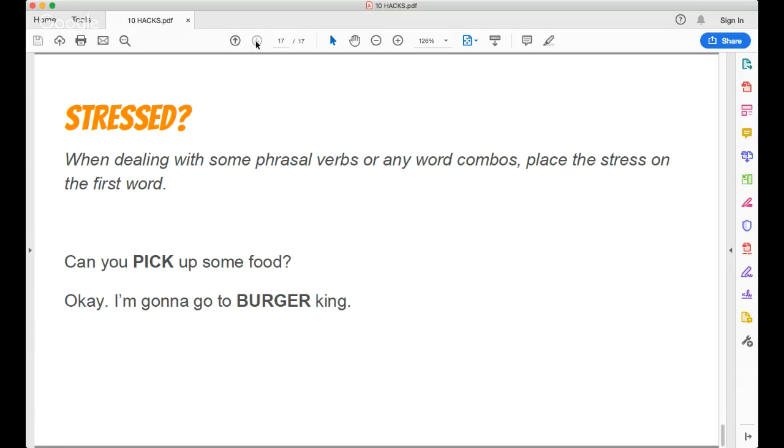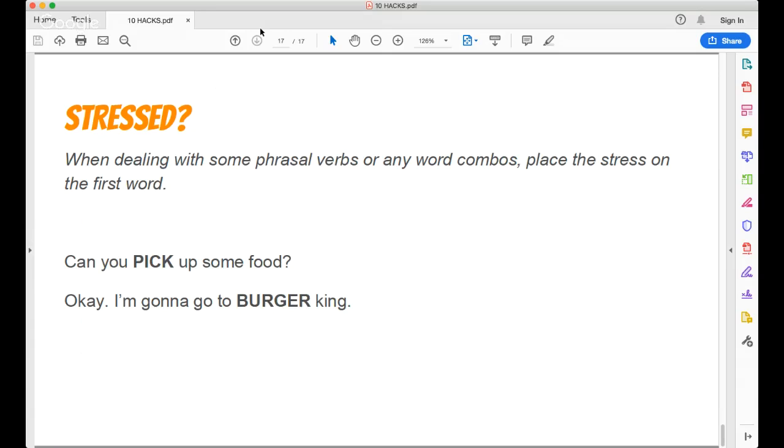And the last life hack for today. All right, so when you're dealing with some phrasal verbs or any word combinations, place the stress on the first word. That's a mistake. Again, it's not 100%. There are exceptions. This will only work about 80% of the time. And it's actually pretty good too. 80%, that's pretty good.